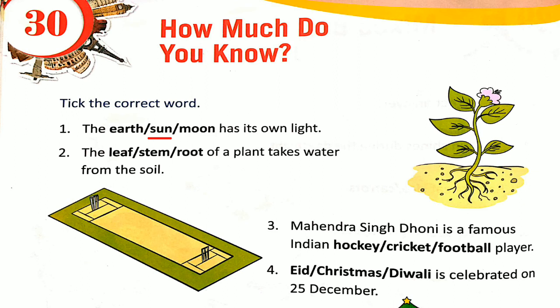Very good. Okay, now number 2: the leaf, stem, or root of a plant takes water from the soil. Here we also have a photograph of plants. What gets water from the soil? It's the root. Here we can see a photograph of a root. The root of a plant takes water from the soil. Very good.